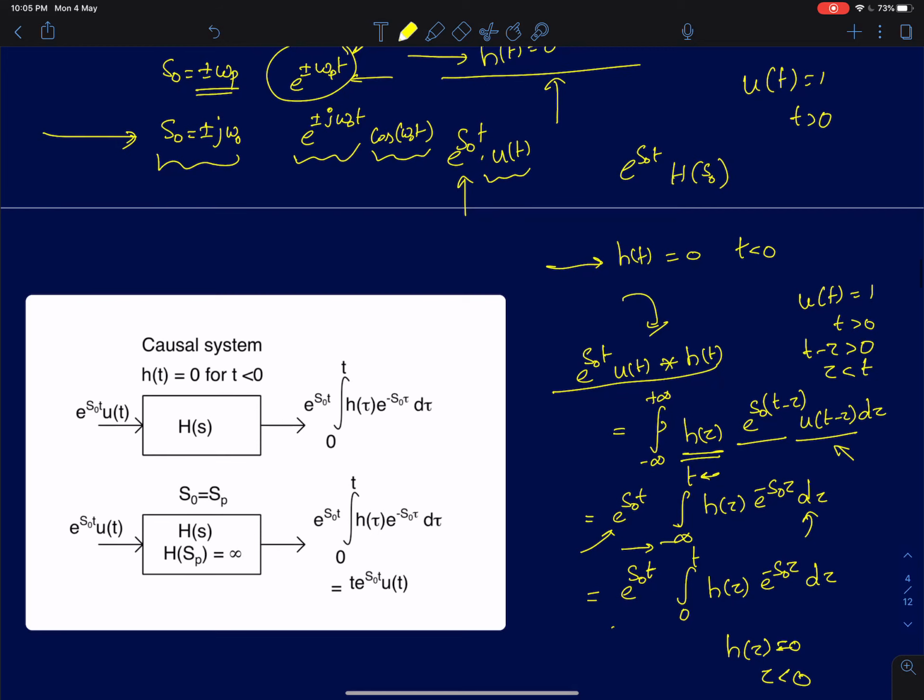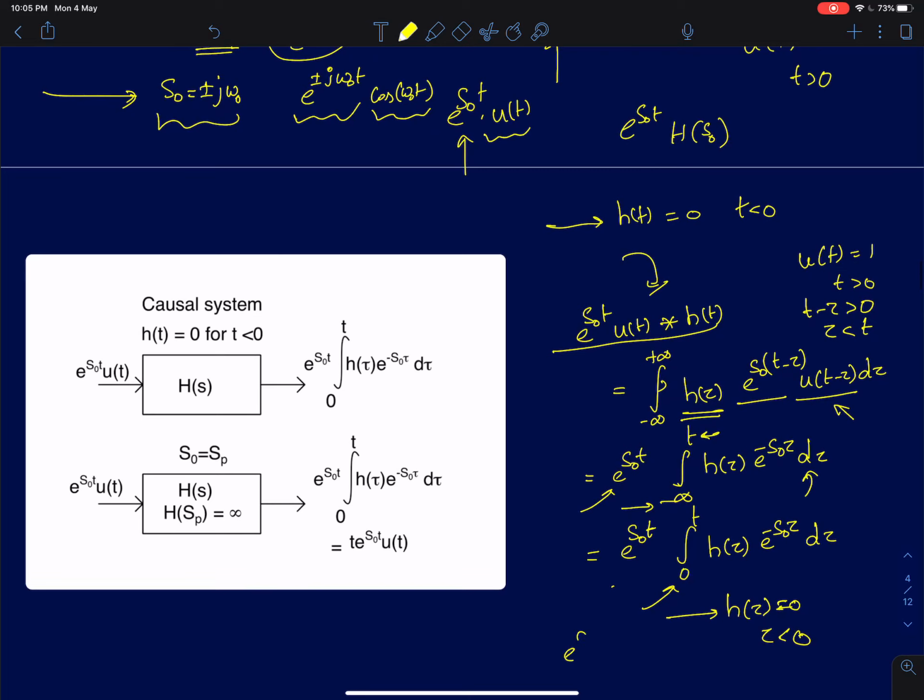Now we will impose the additional condition, which is h of tau is 0 for tau less than 0. That's your causality constraint. From that we can see that the limits of the integral will become 0 to t, h of tau into e power minus s naught of tau d tau. That will be your expression. So now you can see that your input signal e power s naught of t is multiplied by a gain factor. But that gain factor is no longer a simple h of s naught; rather we are leaving it in an integral form like this, because I cannot write it in a simple closed form expression.